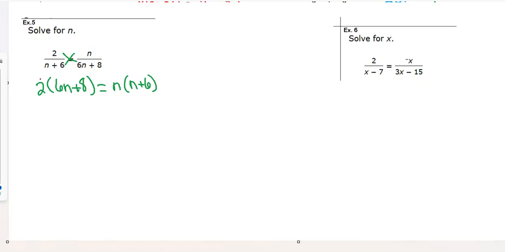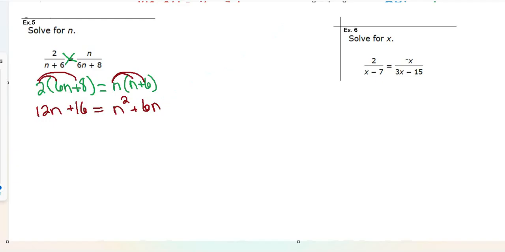We're going to distribute the 2. It gives us 12n plus 16. And we'll distribute this n, which gives us n squared plus 6n. Now if you notice, here is an n squared, and there's no other n squared on this side to cancel it out. That makes me pretty suspicious that this is going to be a quadratic, keeping this variable raised to the second power.